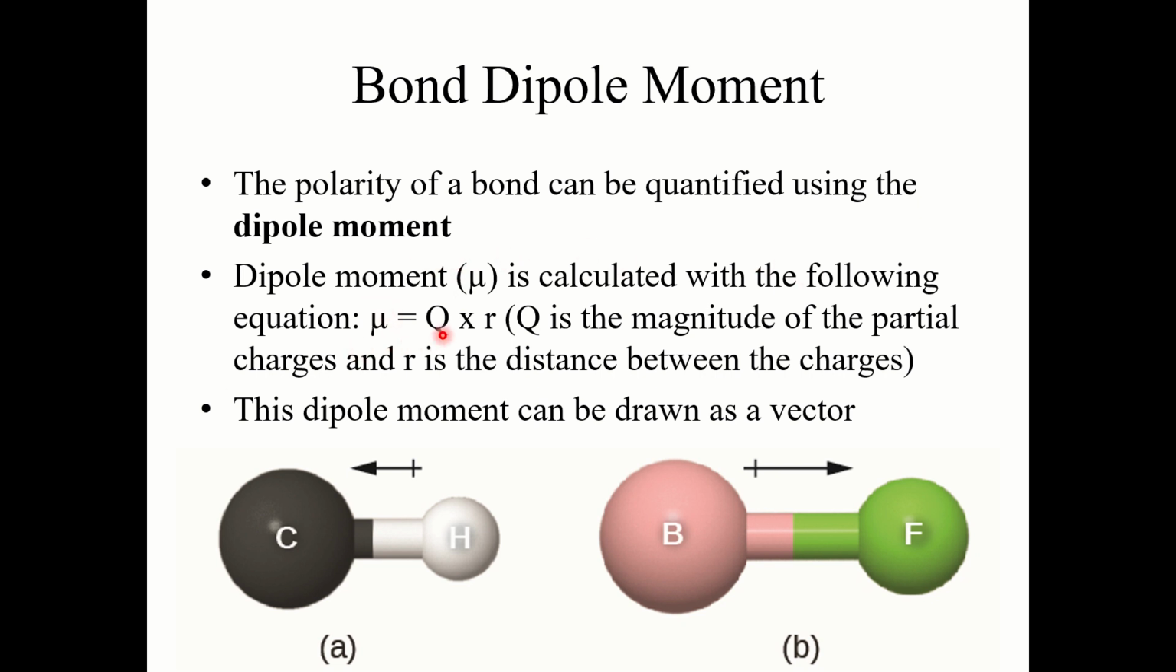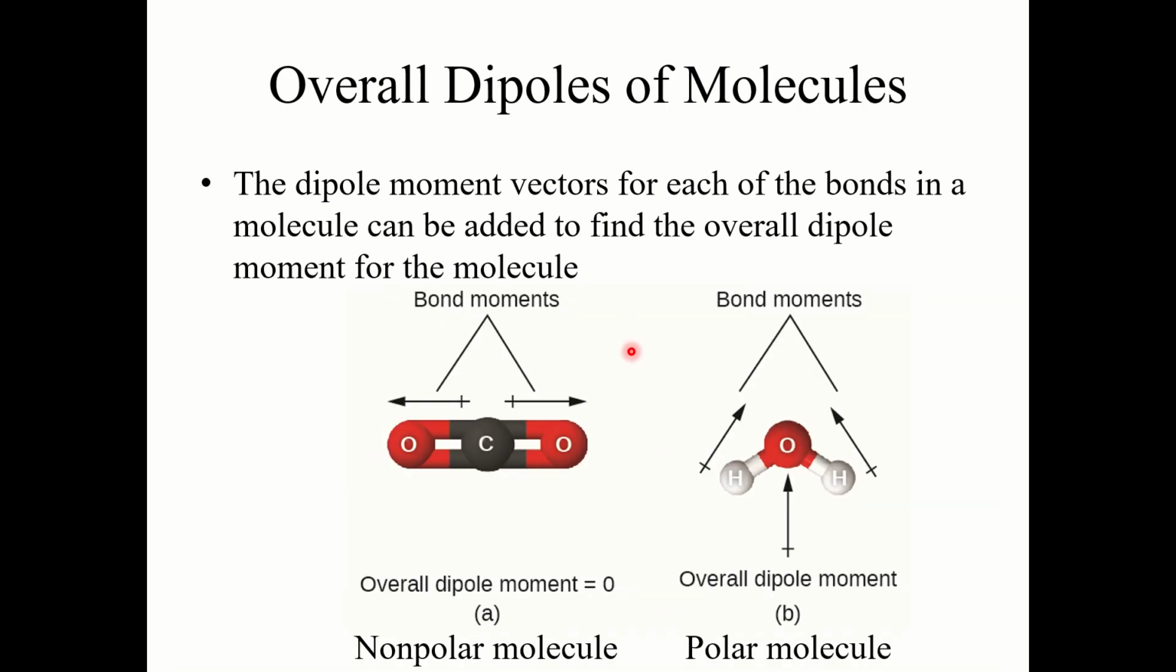Mu equals Q times R, where Q is the magnitude of the partial charges, and R is the distance between the charges. Now, this dipole moment, as we learned earlier in this unit, can be drawn as a vector with the arrow pointing towards the more electronegative element. This is important because here we're going to talk about overall dipoles of molecules. When I say overall dipole, really what I'm talking about is the polarity.